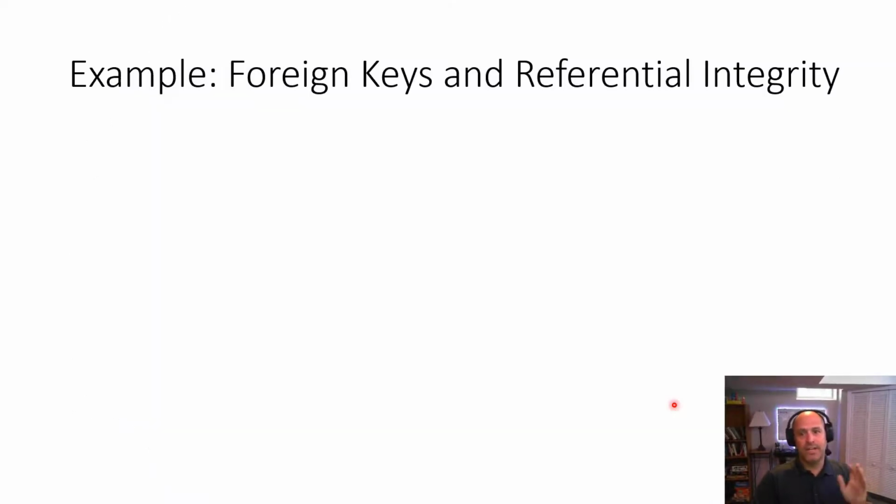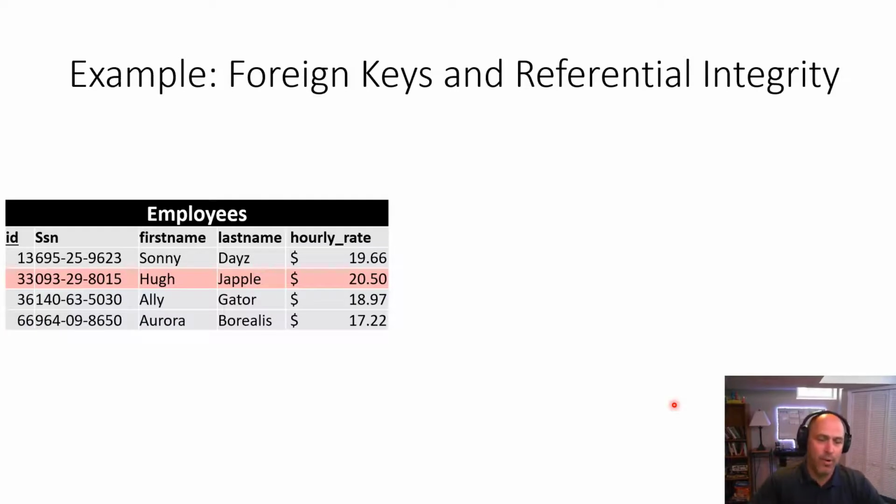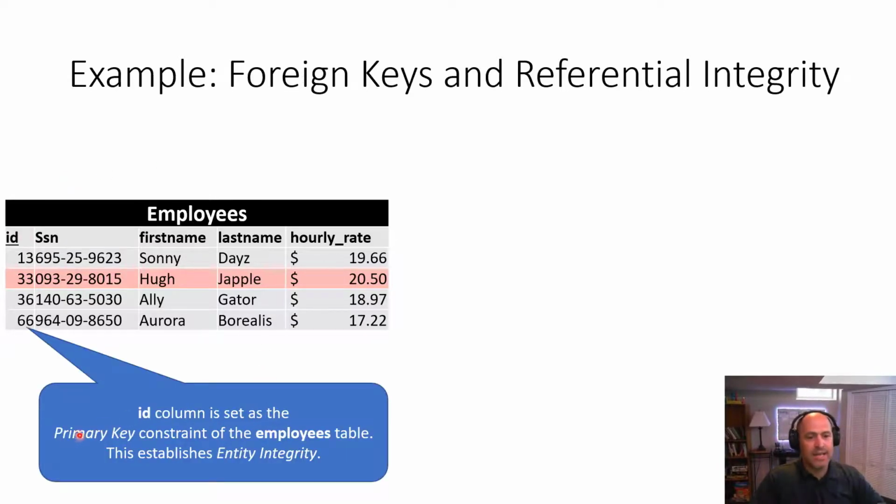So let's do an example. So here's my table of employees, and I have highlighted an employee named Hugh Japple here. And the primary key of the column is the one that's underlined by convention here. So the ID column is set as the primary key constraint of the employee table. This gives us entity integrity. I would probably have a unique constraint over the natural key SSN as well, now that you've learned this, to guarantee that I cannot insert two Aurora Borealis people into my employees table.